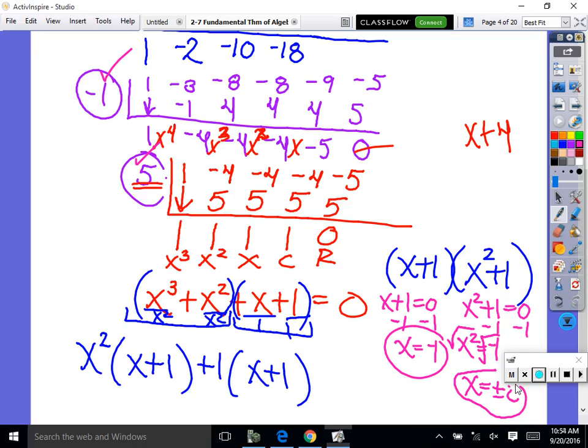So let's count how many solutions we have. We better have 5 or we've done something wrong. The fundamental theorem of algebra says we have 5. We have 1, 2, imaginary 3, 4, 5. We have 5 solutions. So because we're in secondary math 3 honors, we'll write it like this. x is equal to -1 with a multiplicity of 2, and then x is equal to 5, and x is equal to i, and x is equal to -i.